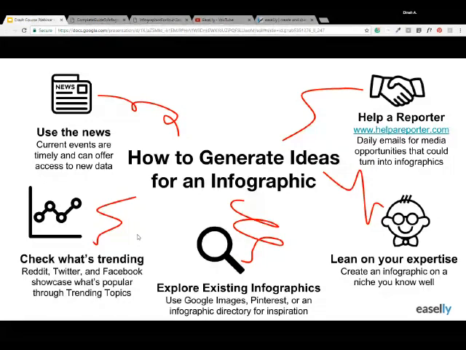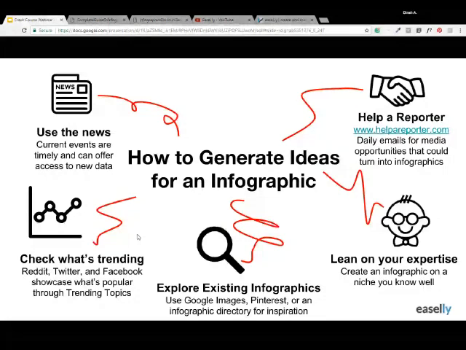So if you need any data that's coming in from those resources, those are also a wonderful place to explore. You can also check what's trending. Reddit and Twitter and Facebook all showcase what's popular through trending topics and what people are consuming and gravitating to. This is an excellent way to think about what's trending and how you can connect that to your industry or something that you're covering in the classroom, to make it interesting and make that connection for users, and maybe visualize it for them.